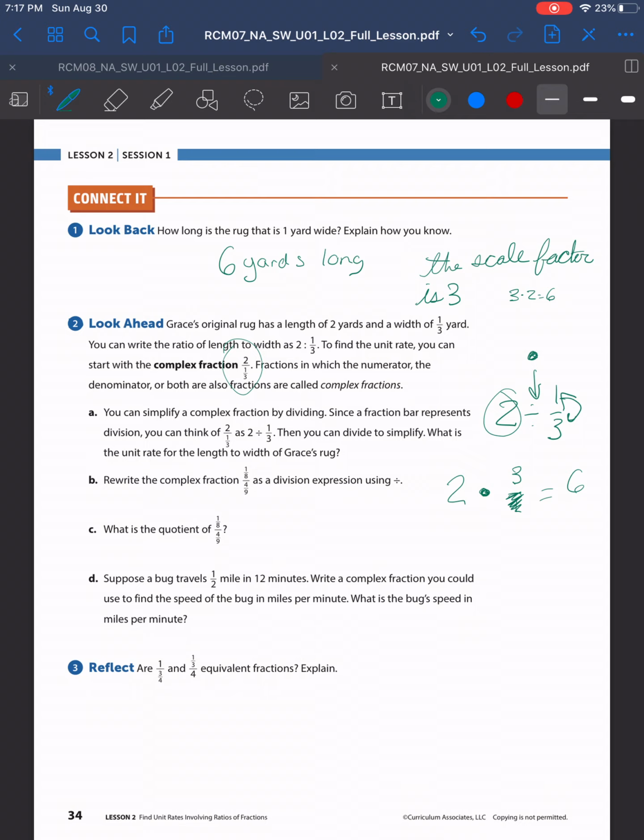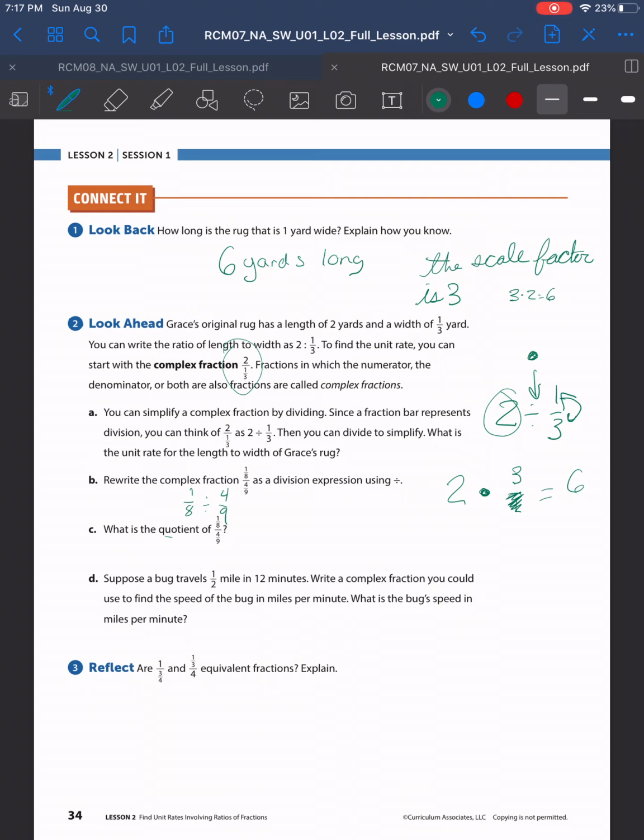Okay, so let's try it with B. Rewrite the complex fraction 1/8 over 4/9 as a division expression using a division sign. So we'd have 1/8 divided by 4/9. I believe that's as simple as it is. I don't think they wanted us to solve it. So that's nice. What is the quotient? Oh, now we have to solve.